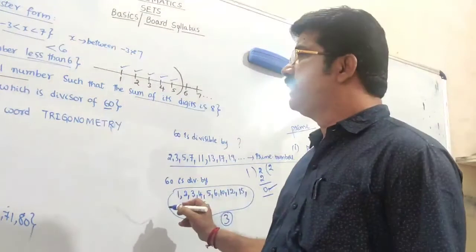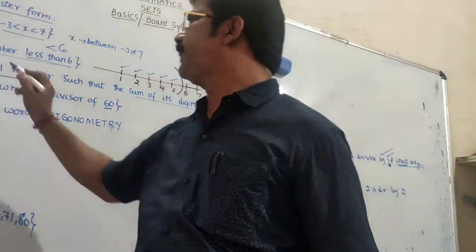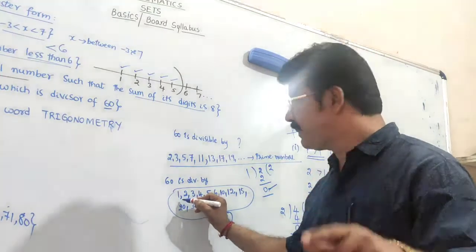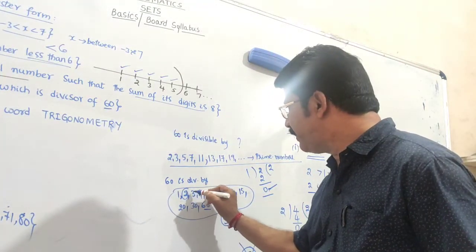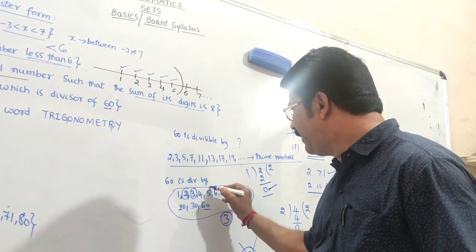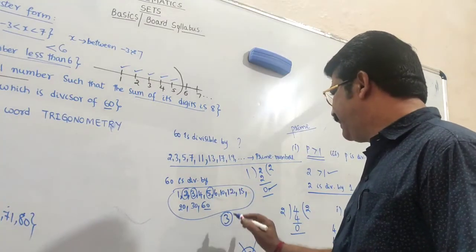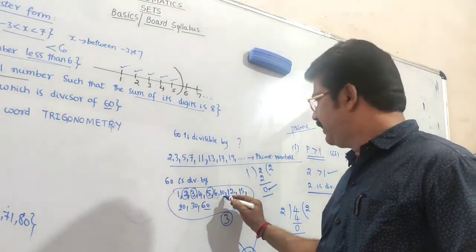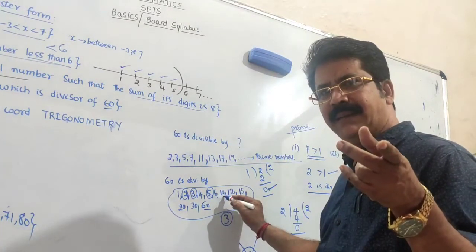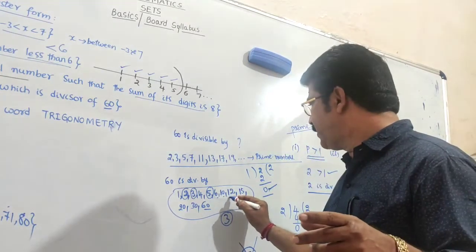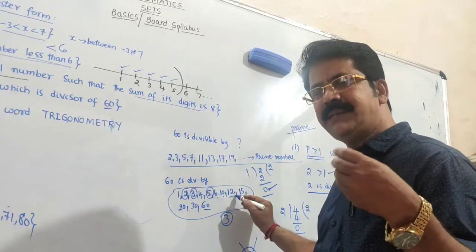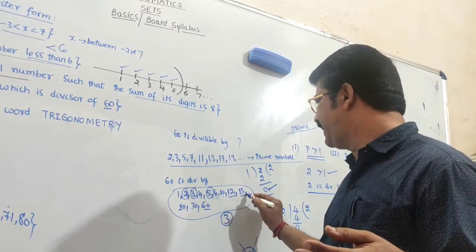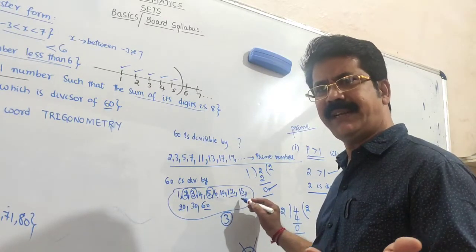Out of which, which one is a prime number? Already I said 1 is not a prime number. 2 is a prime number. 3 is a prime number. 5 is a prime number. Remaining, 6 is not a prime number. 10 is not a prime number, because it is divisible by other numbers, 2 and 5. Next 12, it is not a prime number. It is divisible by other numbers 2, 4, 3. 15, it is divisible by other numbers 3, 5.